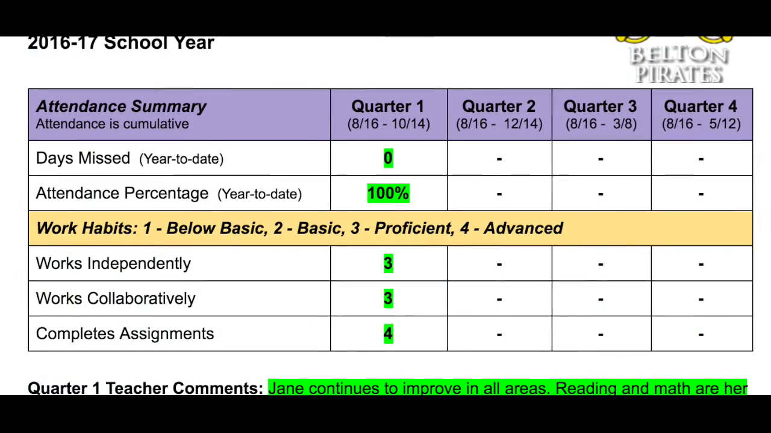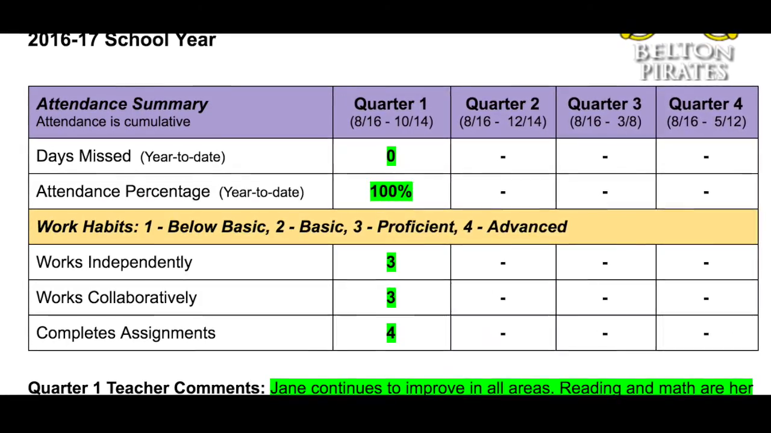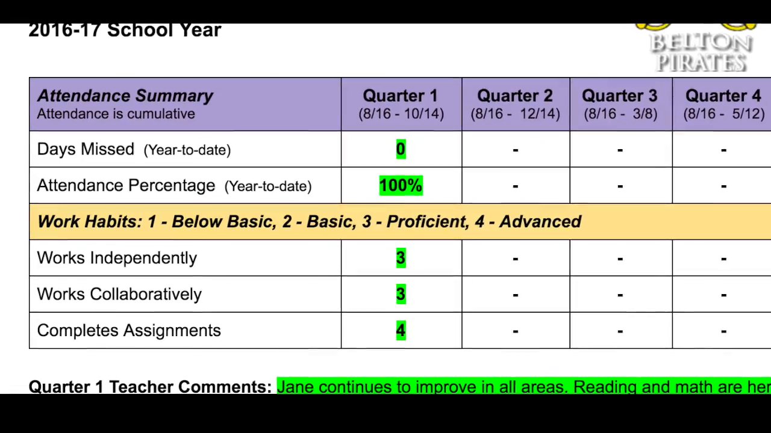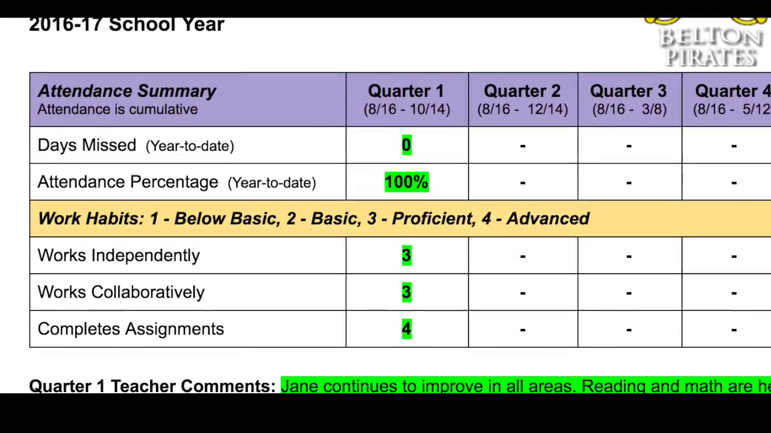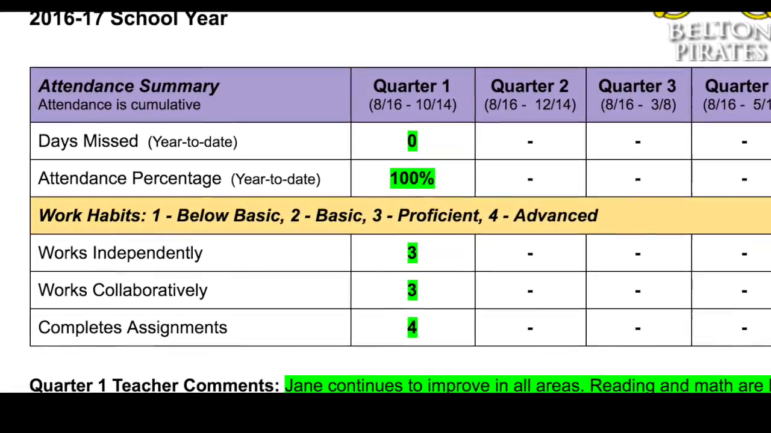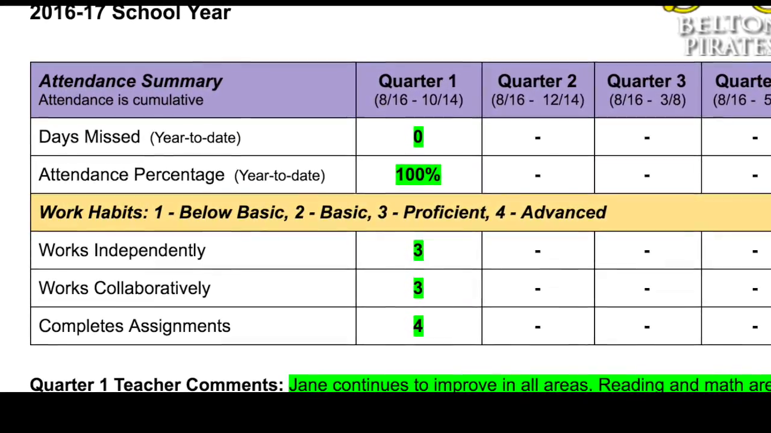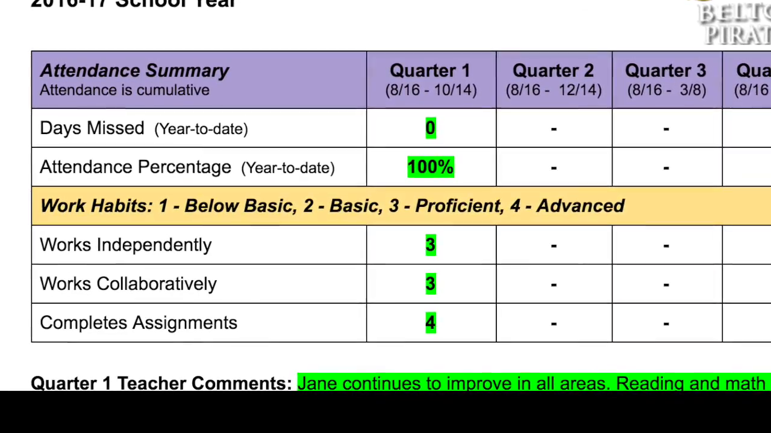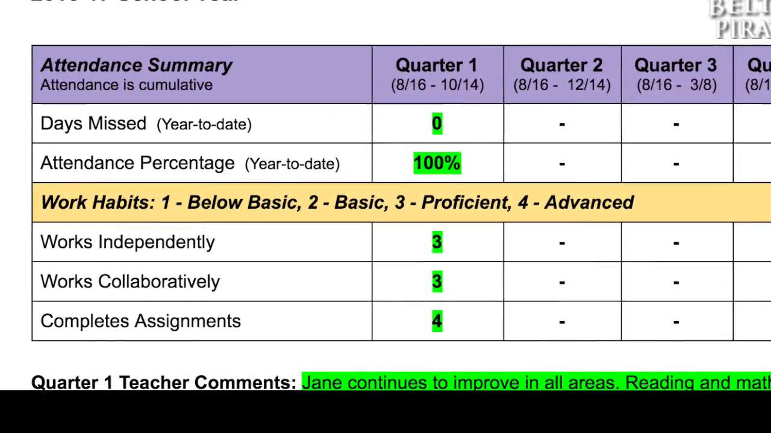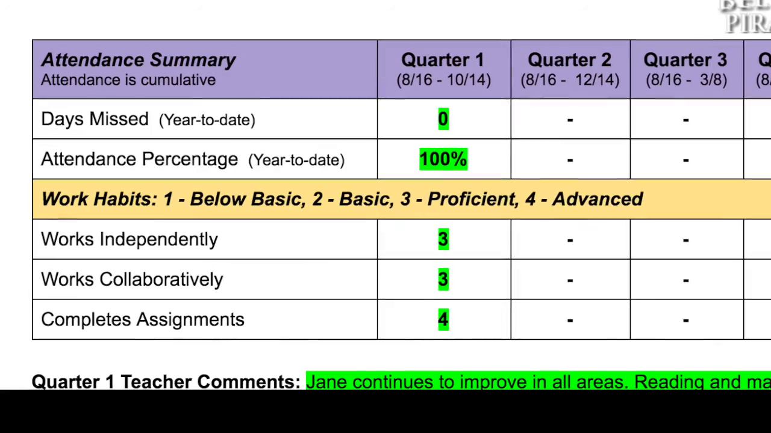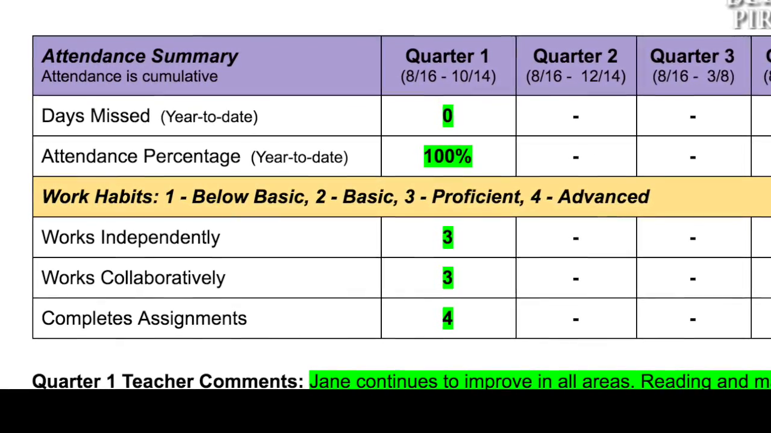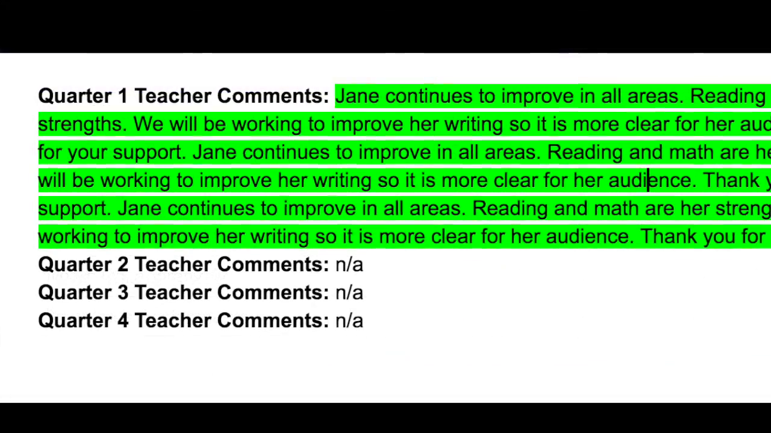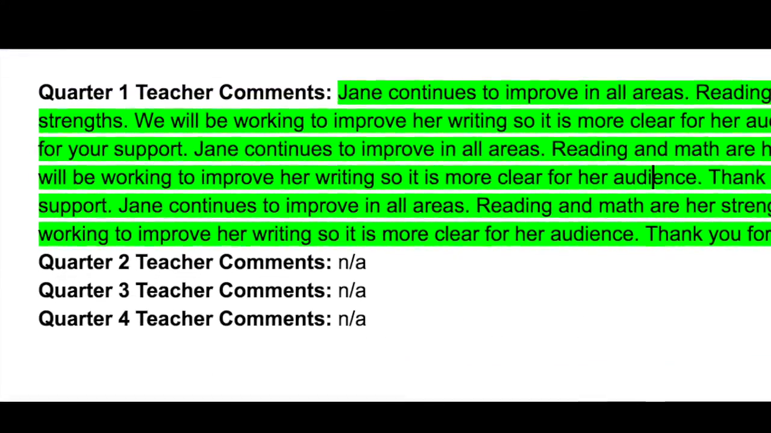And then the teacher would record the days missed and the attendance percentage. And if you note, we can actually add that for quarter one, attendance is calculated from August 16th to October 14th, which is something that we can't specify on the Mastery Connect cover sheet. Below attendance, the teacher will record the score of 1 through 4 for all of the 3 different work habits. And then below that section, the teacher will record their comments.